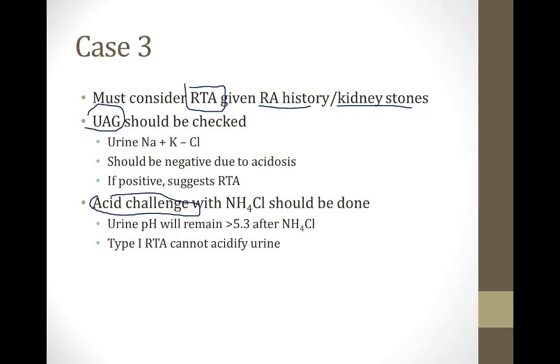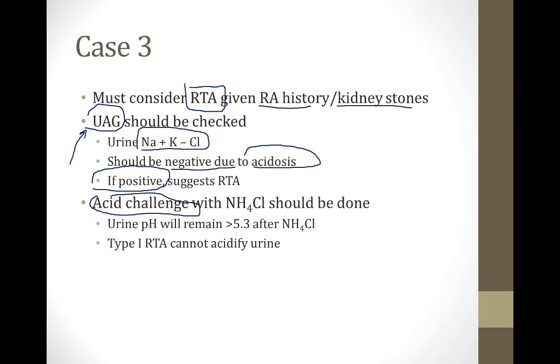In a urine anion gap, you measure the urinary levels of sodium, potassium, and chloride, and you calculate the urine anion gap by adding sodium and potassium and subtracting chloride. You should get a negative value because of the acidosis. However, in patients with an RTA, it will be positive. So this patient should have a urine anion gap check next.